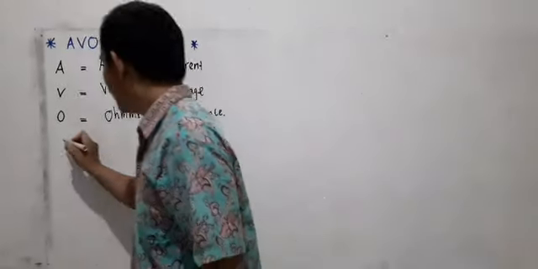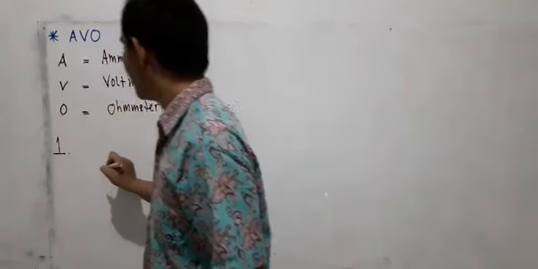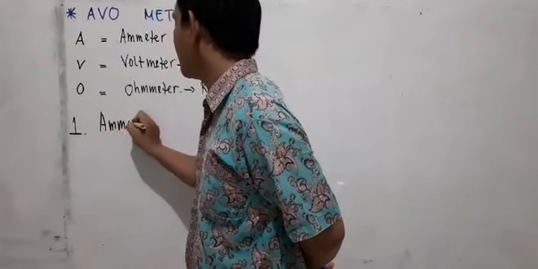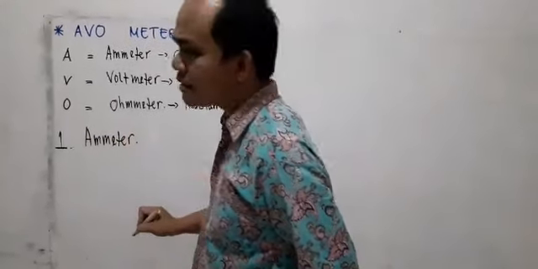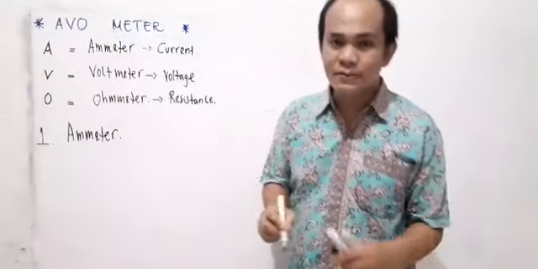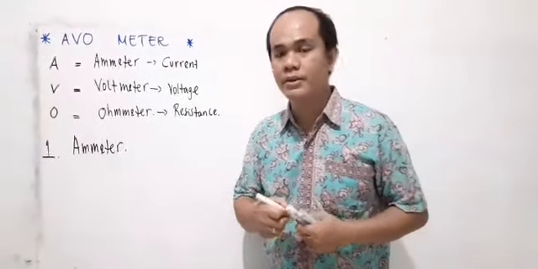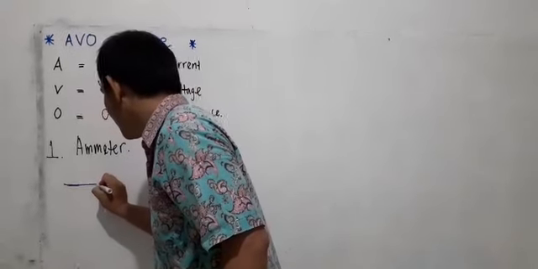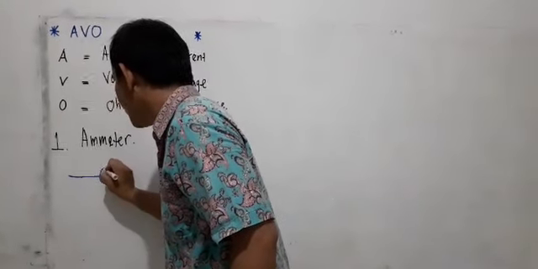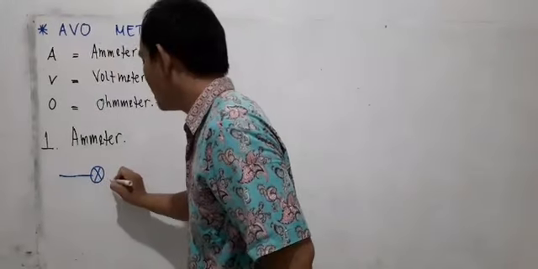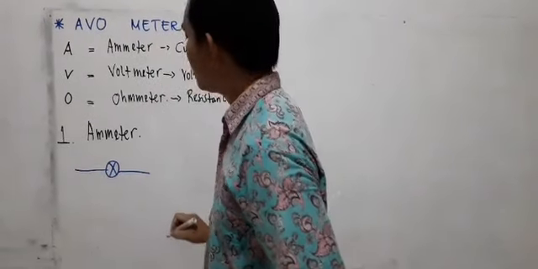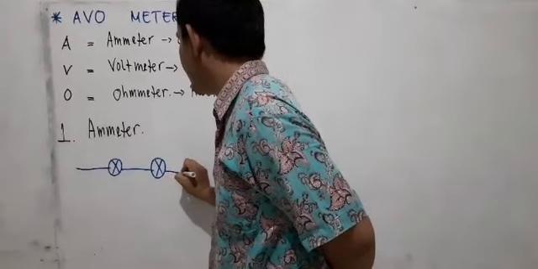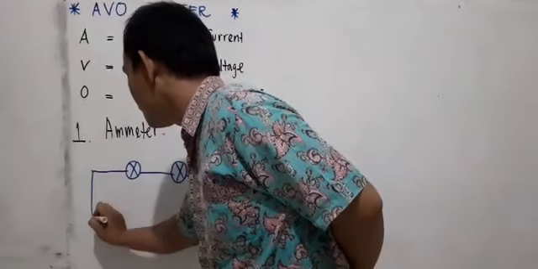So the first that we will investigate here is the ammeter. The ammeter is the tool or the instrument to measure current in a circuit. Okay, so if we have a circuit, let's say this one is a resistance or light bulb. It consists of, let's say, two light bulbs connected in series, for example.